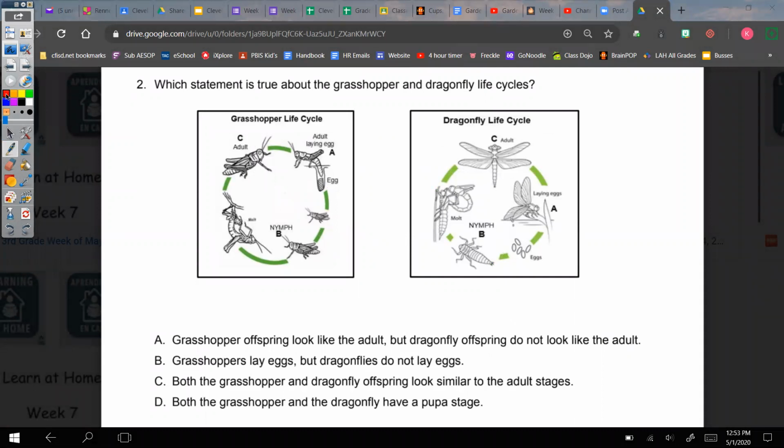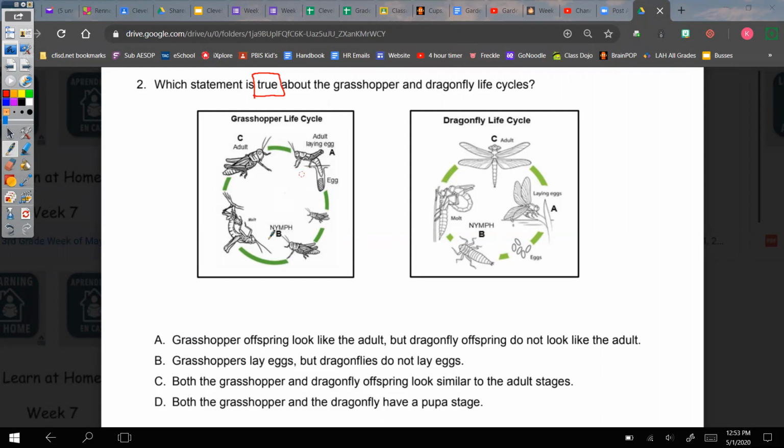So question number 2 says, which statement is true about the grasshopper and dragonfly life cycle? Ooh, so now we're talking about grasshoppers and dragonflies. Okay, which statement is true? So we're looking for the one that is a statement that is valid, that makes sense. Okay. A says the grasshopper offspring look like the adult.